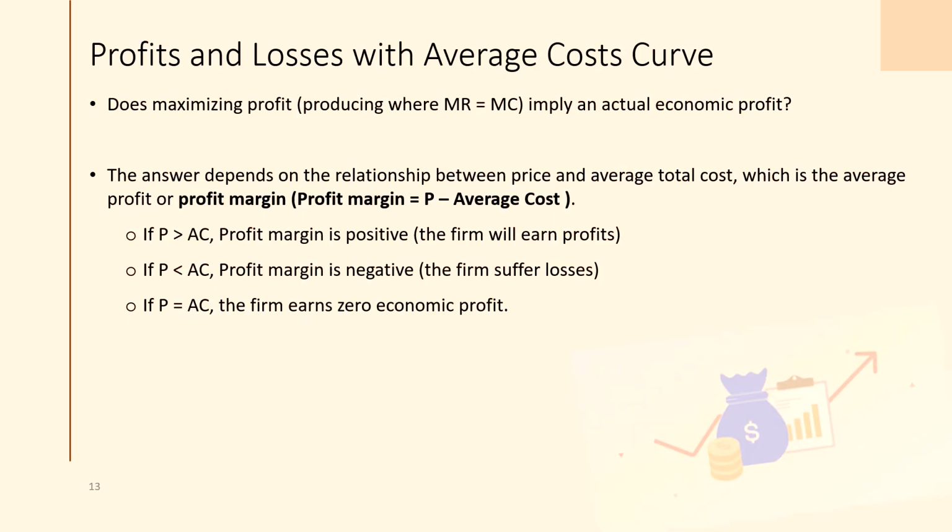So now we ask an important question. Does producing where marginal revenue equals marginal cost guarantee profit? The answer depends on the relationship between price and average cost. Profit margin is defined as price minus average cost. If price is greater than average cost, the firm earns profit. If price equals average cost, the firm breaks even. If the price is less than average cost, the firm experiences losses.